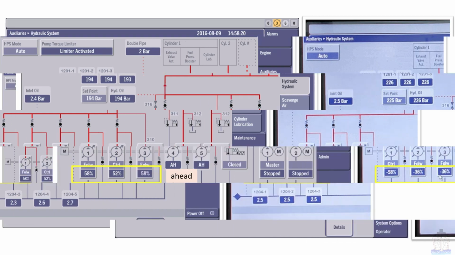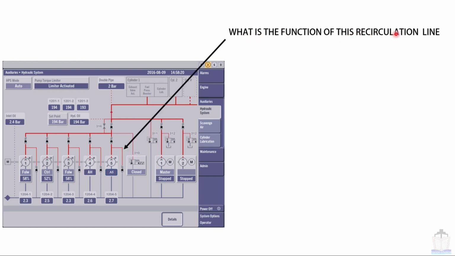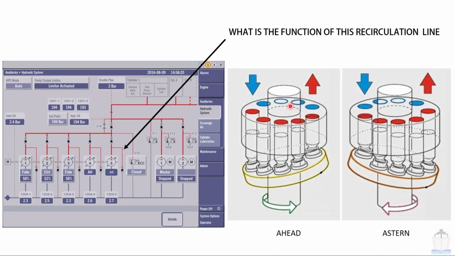Now next, as you know that this is the discharge line and this one is suction line, but why has this line been given? So we are going to talk about the same. What is the function of this recirculation line? As you also know that irrespective of direction of rotation of the engine, this swash plate pump's suction and discharge port remains same, and that is maintained by this swash plate cam orientation.